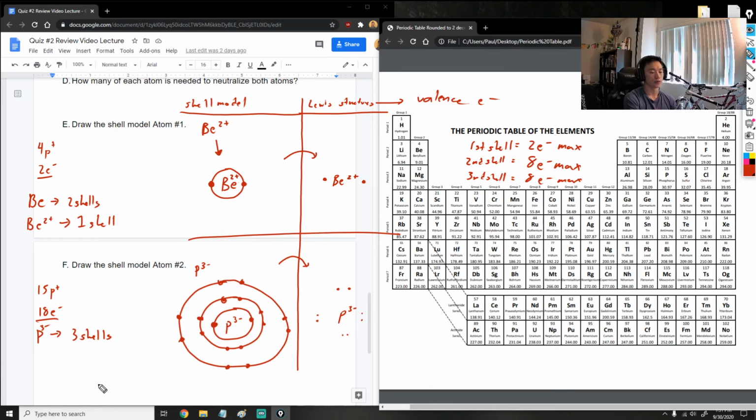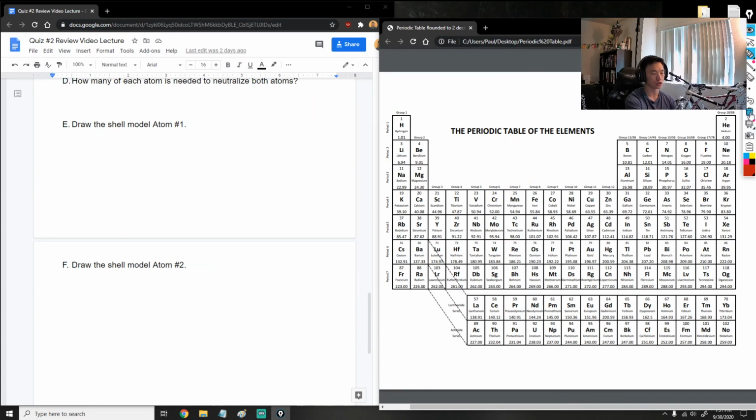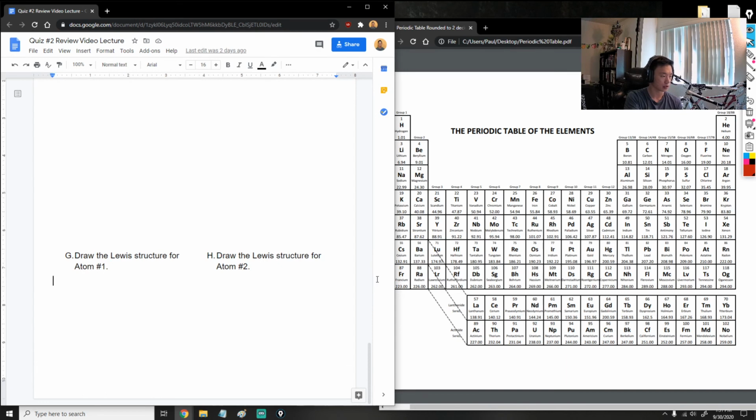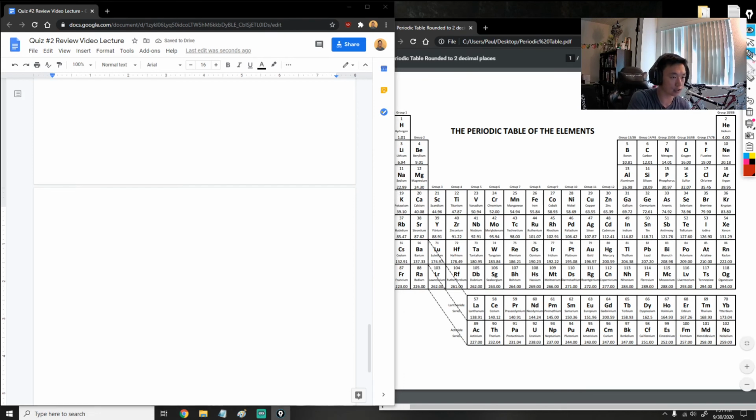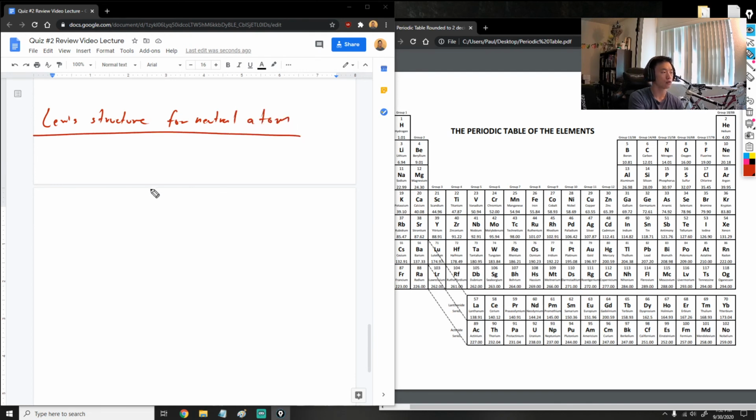Alrighty guys, so before I let you guys go, I do want to give you guys one trick for drawing Lewis structures. Let's say, for example, you are asked to draw the Lewis structures for a neutral atom. So if you wanted to draw a Lewis structure for a neutral atom, and what I mean by that is an atom without a charge, so something that has no charge.